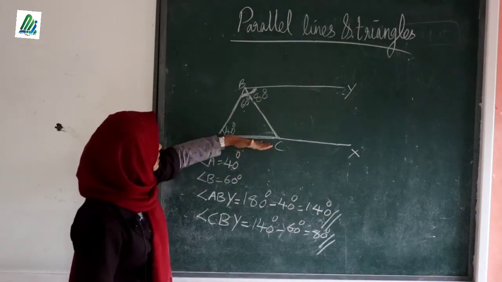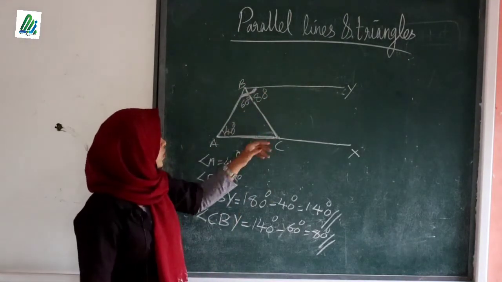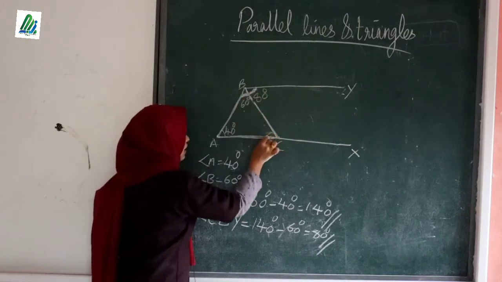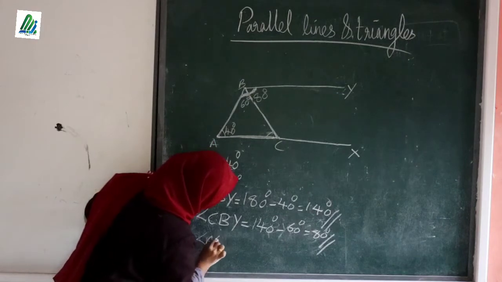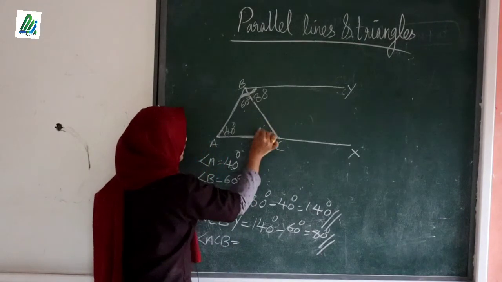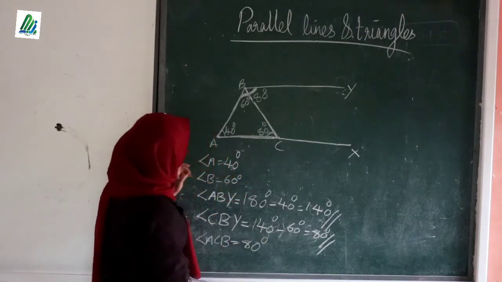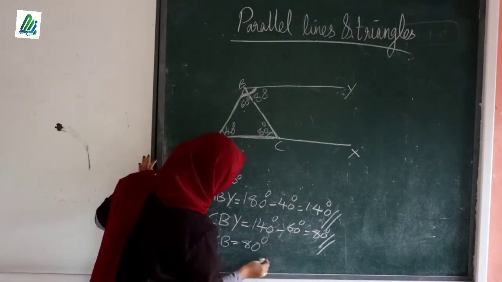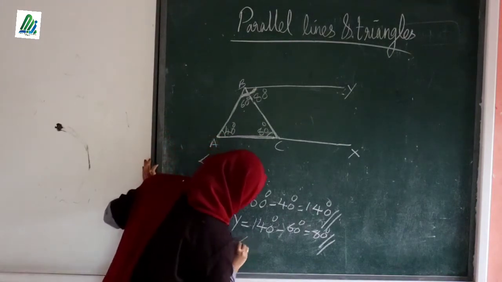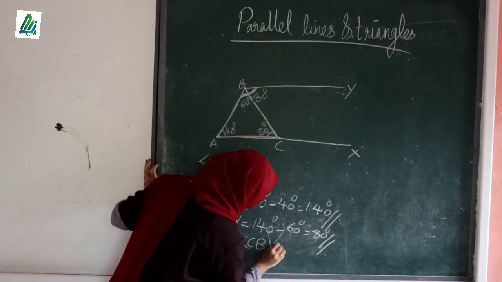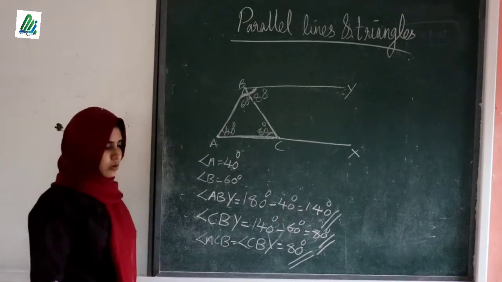And we know AC and BY are parallel lines and BC cuts across them. So this angle and this angle are alternate angles. So ACB should be what? 80 degree. ACB and angle CBY are equal to 80 degree. And look at this triangle.